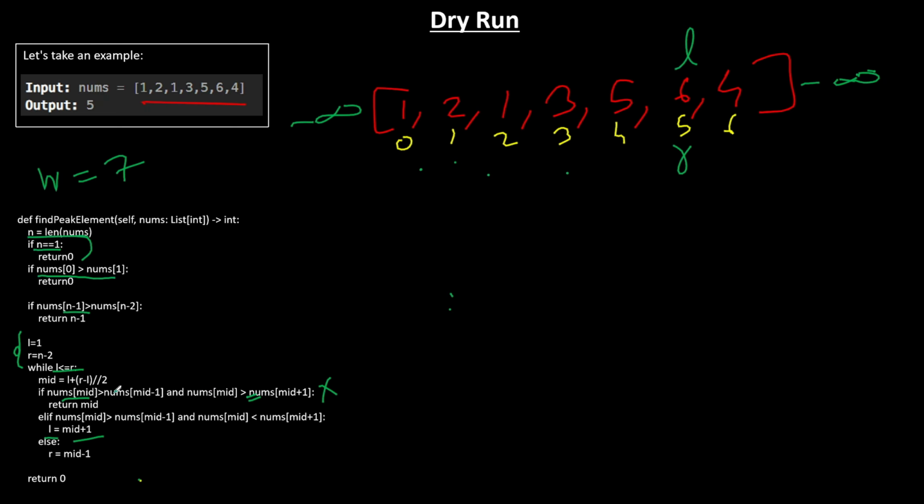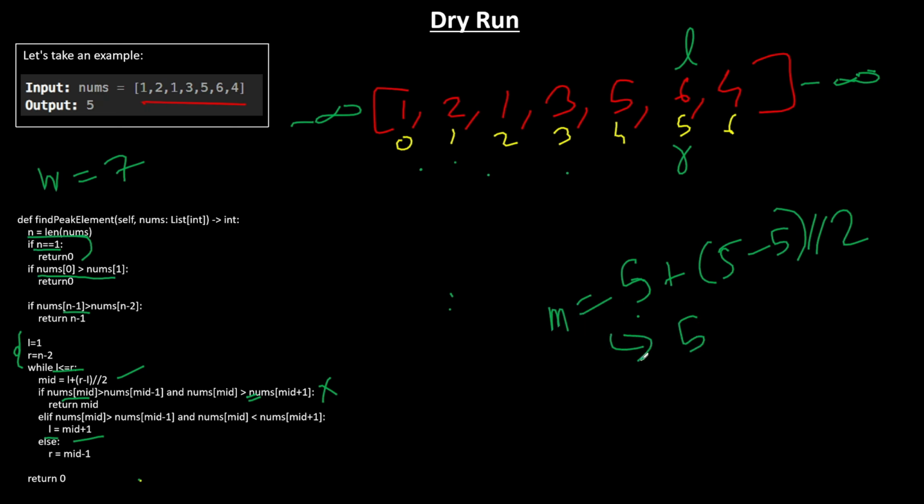Now we'll calculate the mid again: 5 plus 5 minus 5 divided by 2 gives me 5. So the midpoint is 5 now. We will check, is nums of mid greater than nums of mid minus 1? Yes. Is it greater than nums of mid plus 1? Yes. So return mid, which is index 5, right? So we return 5 from here, and that is our output. The binary search terminates here, and the return 0 is just a fallback. So our dry run is complete.